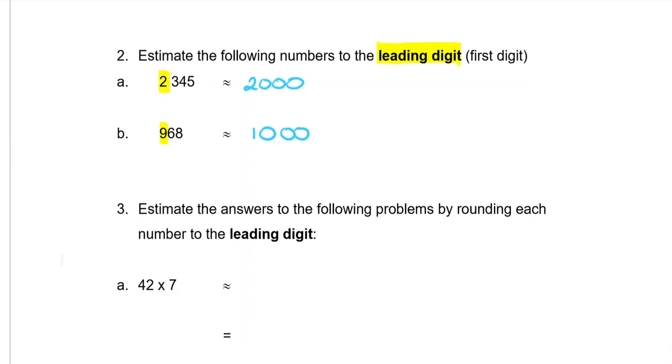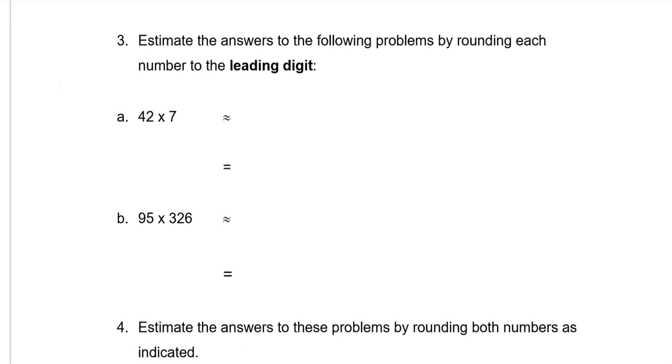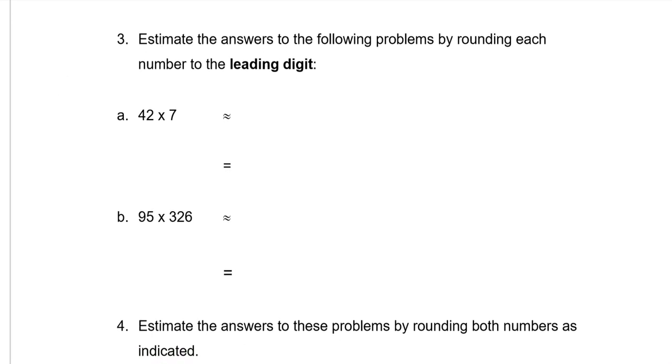Okay, this is where we combine things. Question 3. Estimate the answers to these problems by rounding each number in the question to the leading digit, and then we will be able to calculate without our calculators. Okay, so first of all, the 42. I'm going to keep the leading digit, which is the 4, and the 2 will round down. So it's going to be approximately equal to 40.